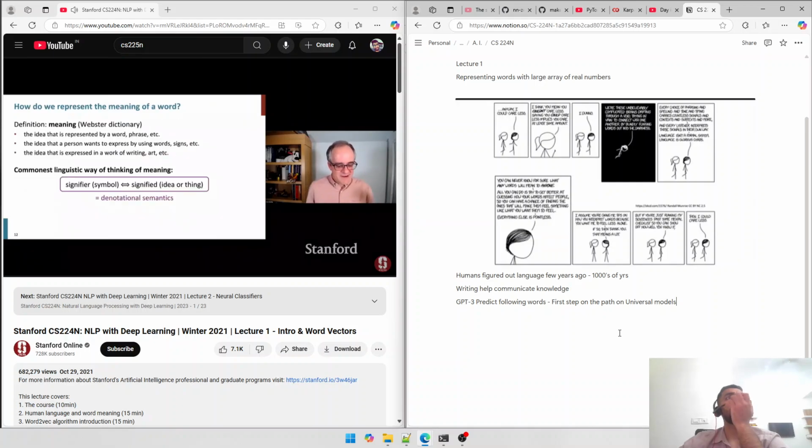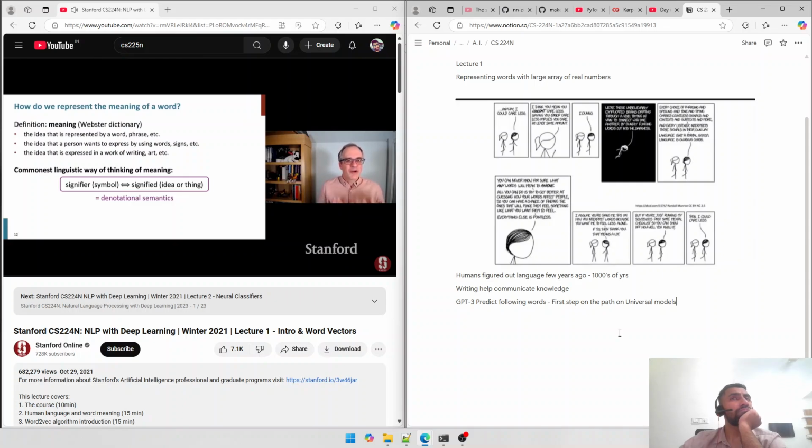Okay, so that leads us straight into this topic of meaning and how do we represent the meaning of a word? Well, what is meaning? We could look up something like the Webster Dictionary and say, okay, the idea that is represented by a word, the idea that a person wants to express by using words, signs, etc. The Webster's dictionary definition is really focused on the word idea somehow, but this is pretty close to the commonest way that linguists think about meaning.